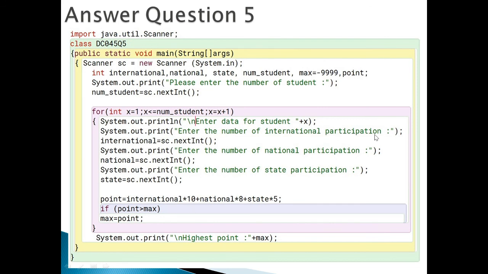such as international participation, national participation, and state participation. And then from all of this data, you can get the points by creating the formula: international times 10 plus national times 8 plus state times 5. And then after you get the point, you can get your maximum. To get the maximum, you need to assign max equal to negative 9999. And then you can use your if statement: if point is greater than max, then max is equal to point. And then lastly, just print out the highest point equal to max.